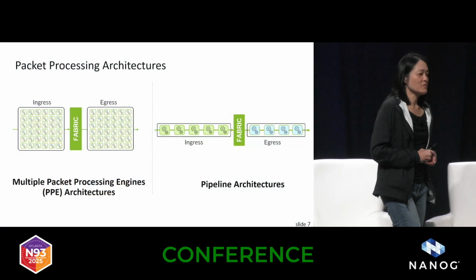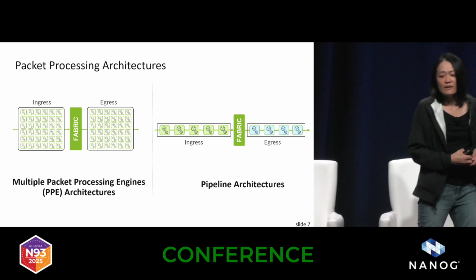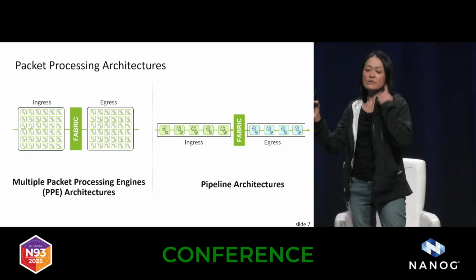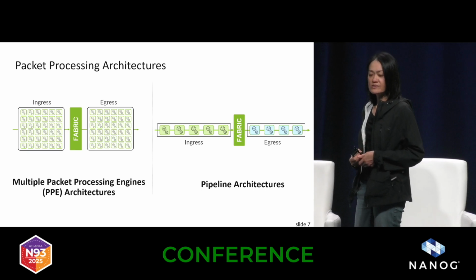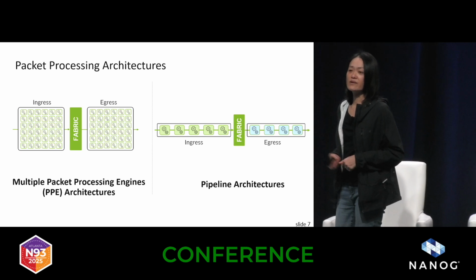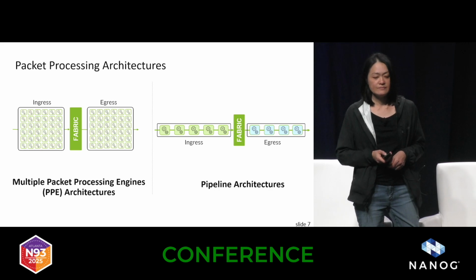In terms of packet processing, this is where we actually look at the header and process the header. I'm going to talk about two different architectures. On the one side, we have the multiple packet processing engines, or PPE for short, architecture. And on the other side, we have a pipeline architecture. So let's go into more detail.